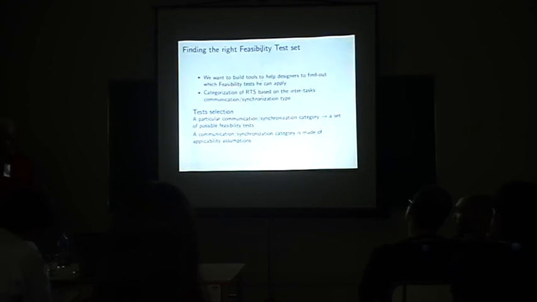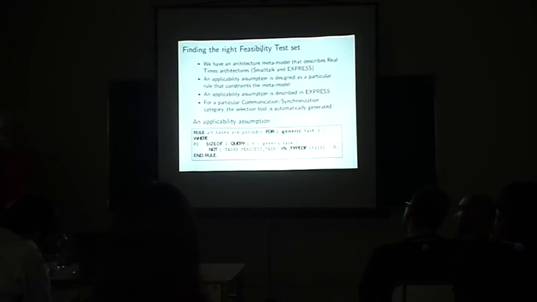Of what is a communication synchronization category made? It is made of applicability assumptions. So we have an Express model which describes the real-time architecture, so it is a metamodel. An applicability assumption is designed as a particular rule in this metamodel.